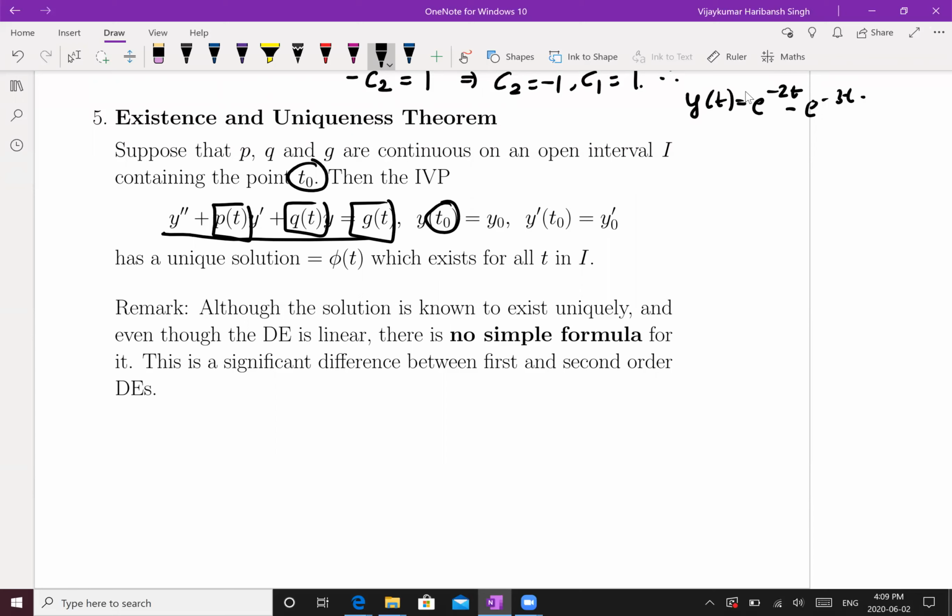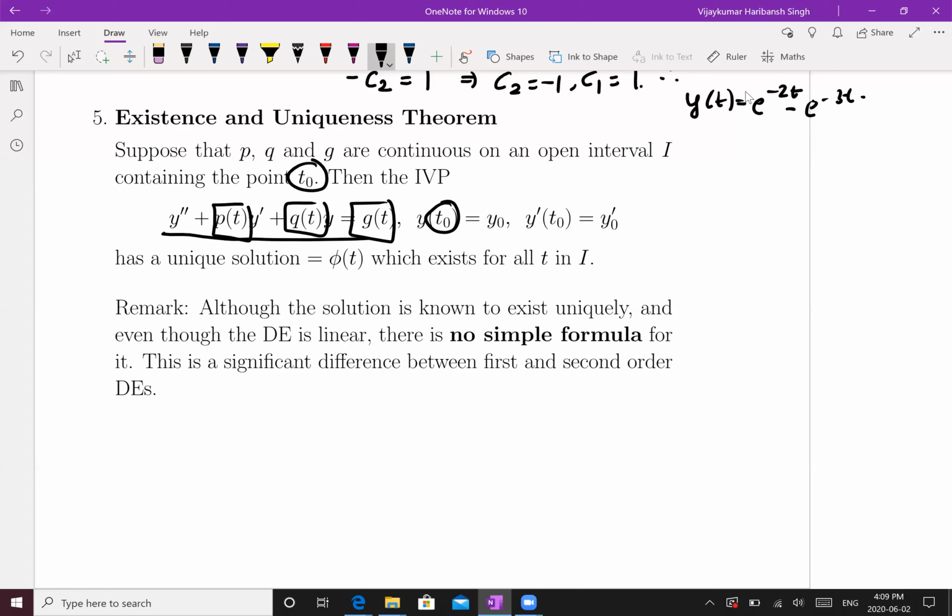Now compare this with the first order linear differential equation. In first order linear differential equation as well, you had a unique solution on the whole interval where p and g are continuous, that is condition 1, and condition 2, where your t0 lies in it. So this is the existence and uniqueness.